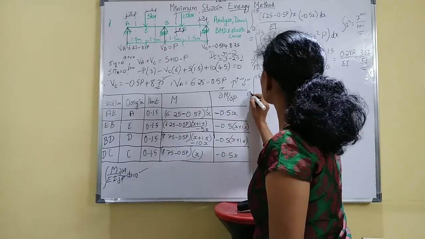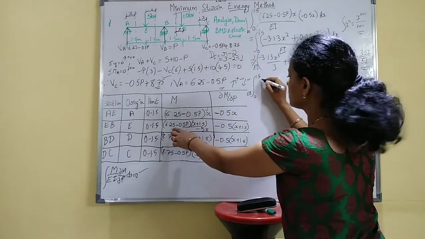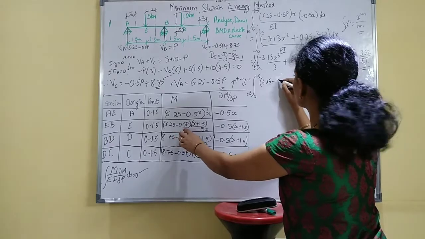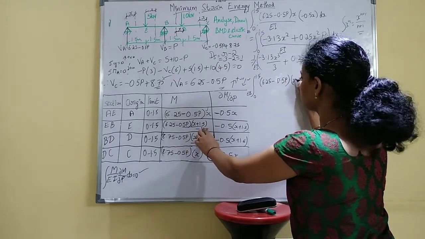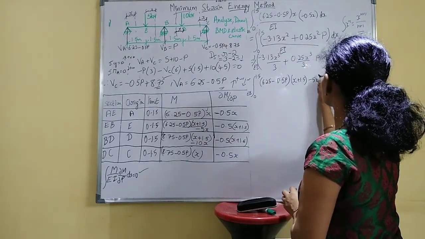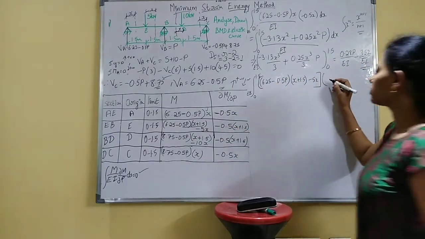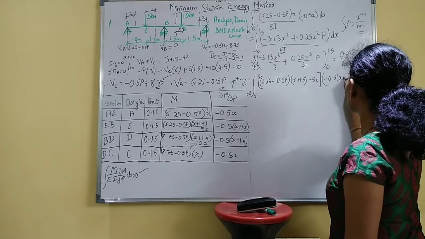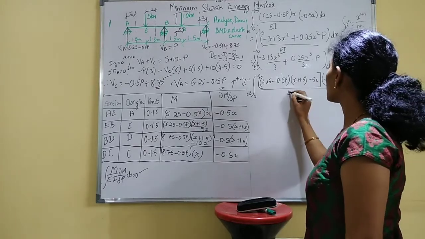Similarly solve for all the sections. EB, M is here, so it is 6.25 minus 0.5 times P into x plus 1.5 minus 5x, this is M, and multiply by dou M by dou P, that is 0.5 into x plus 1.5, divided by EI.